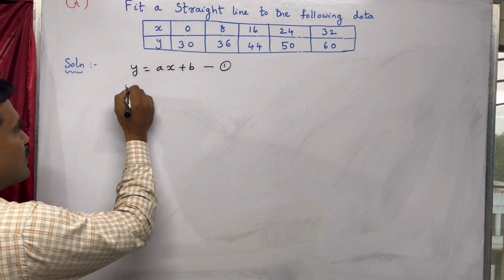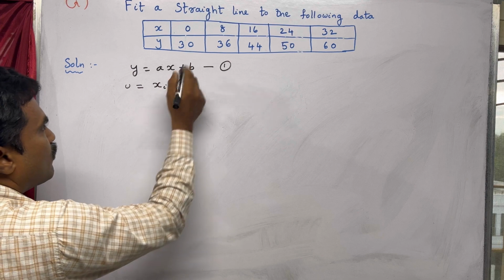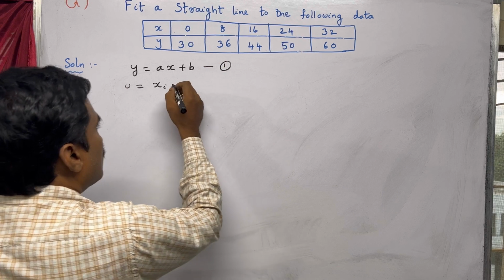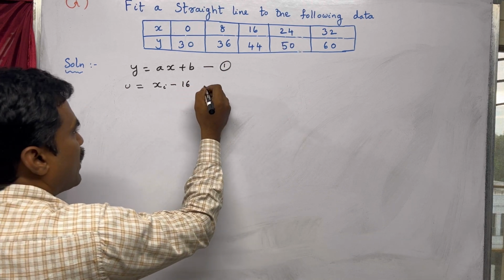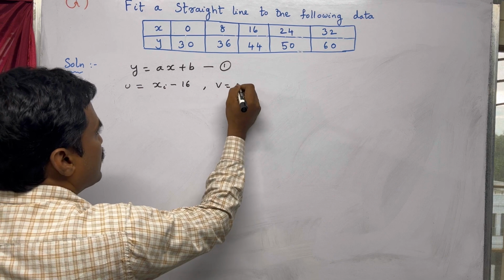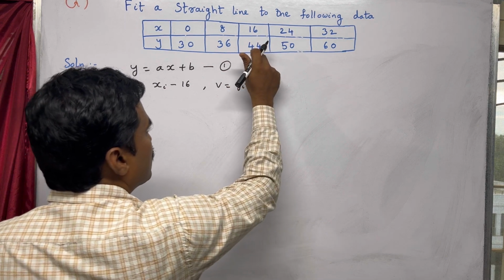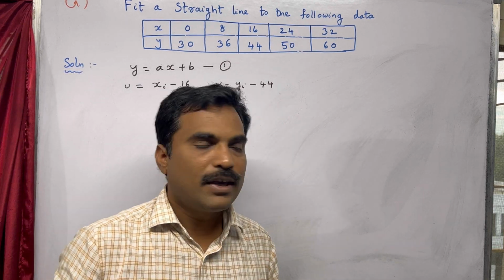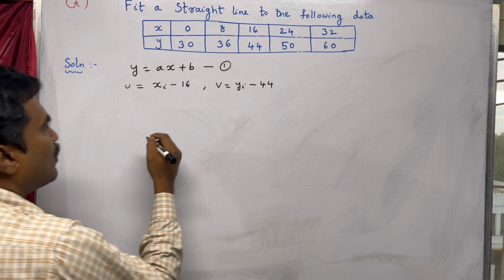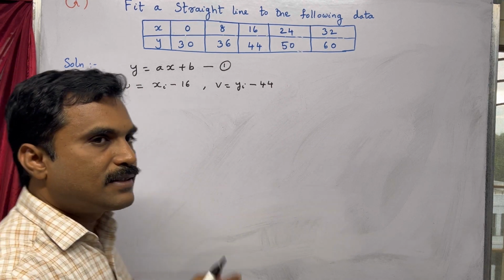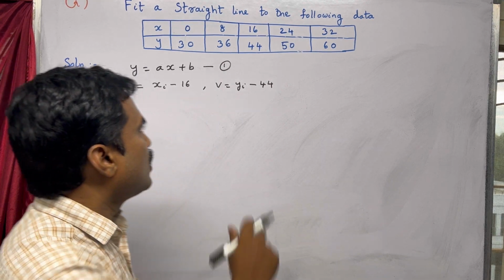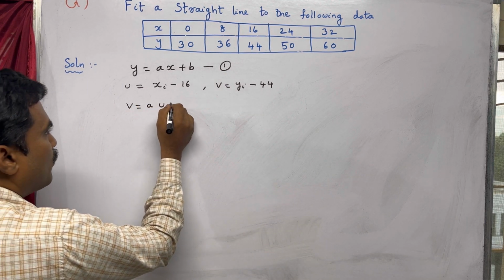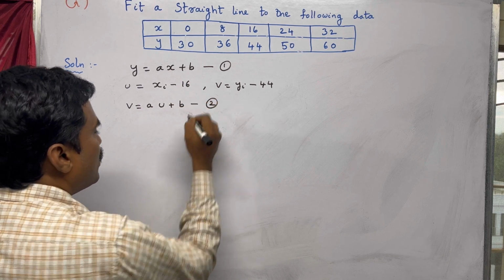We write u equal to xi minus 16. We are going to subtract all the values of xi from the middle value, that is, we take 16 here. And v is yi minus the corresponding middle value 44. So we are going to subtract 44 from all the values of yi. Now, since we have changed the variables x and y into u and v, equation 1 will become v equal to a into u plus b. We number this as equation number 2.